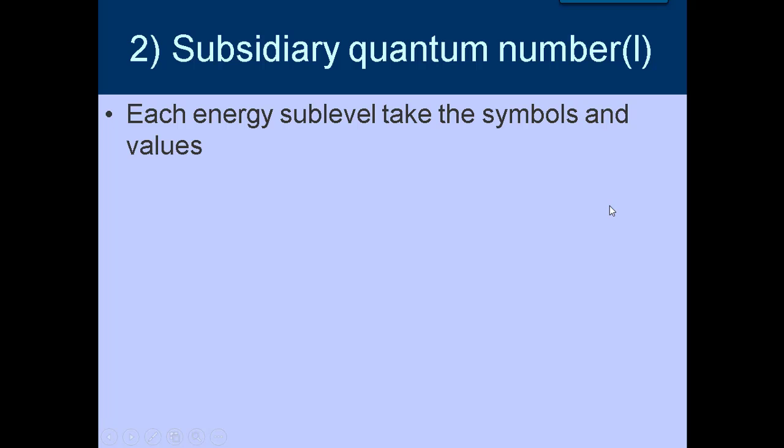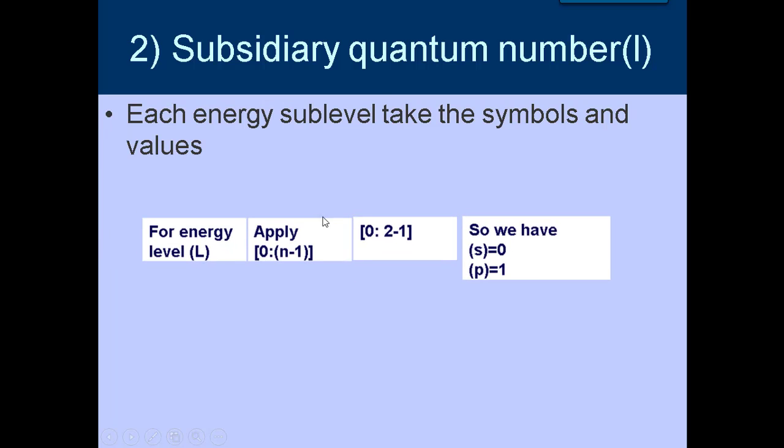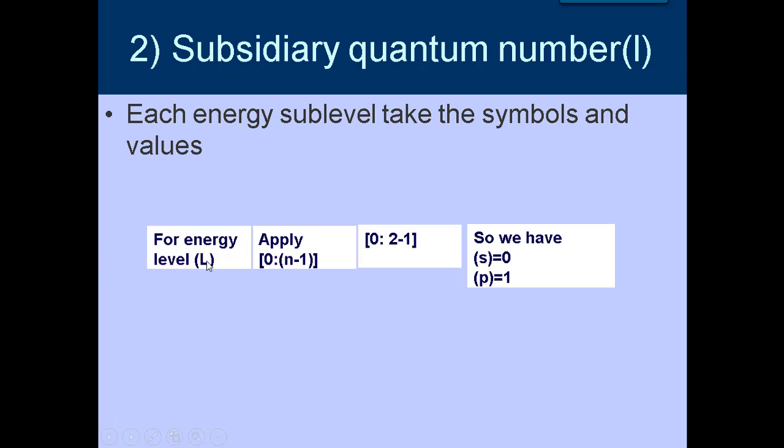Let's take another example. For energy level L, its number is 2. So apply the range from 0 to n minus 1. 0, remove n and put 2. 2 minus 1, which is 1. So we have here the range from 0 to 1. We can notice that L is divided into two sublevels. The first one is S, and its subsidiary quantum number is 0. The second sublevel is P, and its subsidiary quantum number is 1.